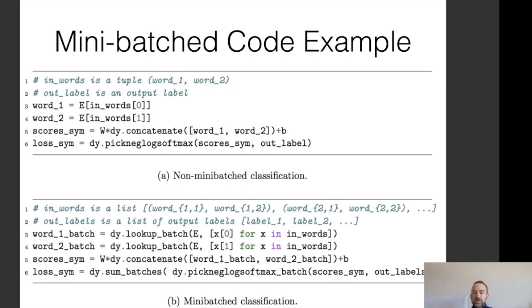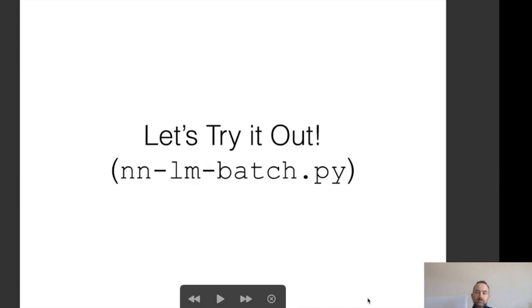So I have a code example here. Maybe I'll just go through it very briefly, but the basic idea is instead of inputting individual words and calculating loss functions over individual labels, you look up a batch of words and you calculate the loss function over multiple output labels at the same time. So you calculate multiple examples at the same time. And we have a code example of this as well, if you'd like to take a look.